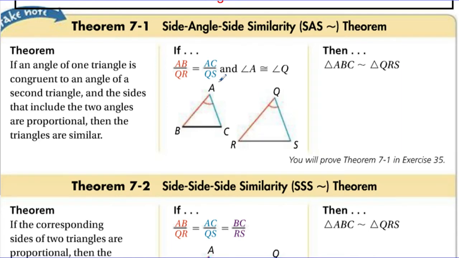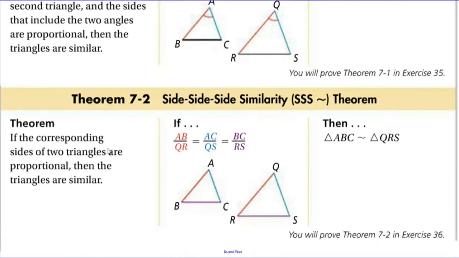And in addition to that, we're also saying that the angle in between these sides is equal in both of the triangles, then it's similar. So this is what we call side angle side similarity. We're not trying to show now that the sides are congruent. We're trying to show that the sides are proportional and the angle in between those sides is congruent.